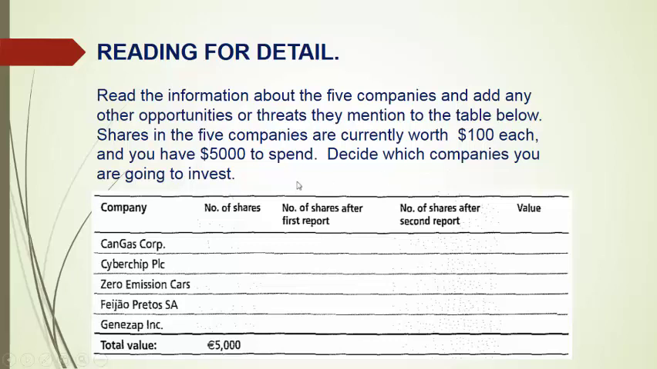For example, just imagine that you have $5,000 to spend and you should buy the shares of these companies. The shares in the 5 companies are currently worth $100. And right now you should decide in which companies you should invest your money.